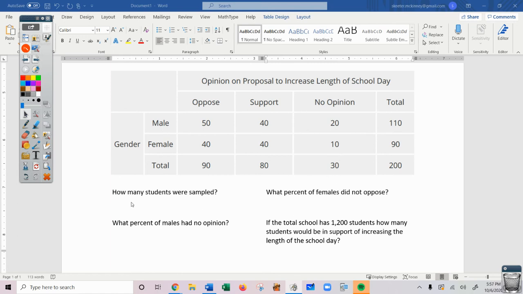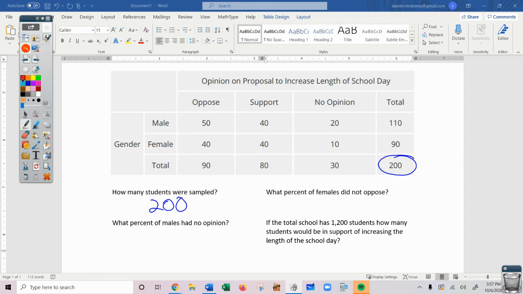So question number one, how many students were sampled? For this one, we definitely should have picked 200, and we didn't even have to do any work because that total is already listed for us.